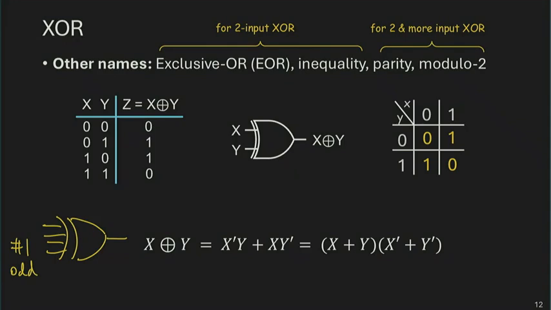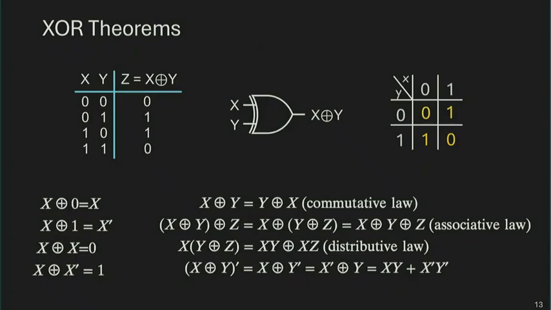If I give you a Boolean expression with XOR and ask you for the minimum two-level sum of products, you probably have to expand it into sum of products first, and then apply the regular Boolean algebra, or the axioms and theorems, to make that simplification. Right. XOR has a little bit more theorems.